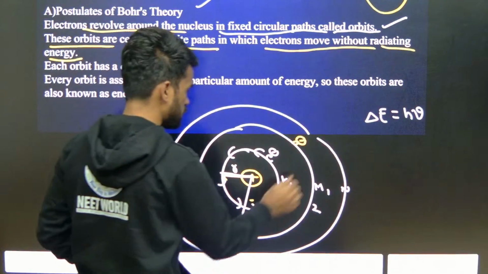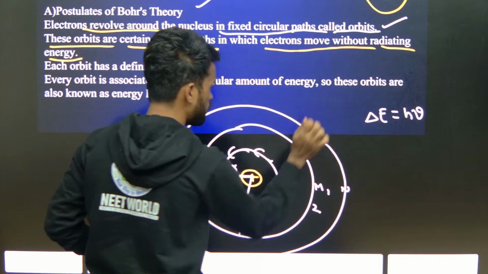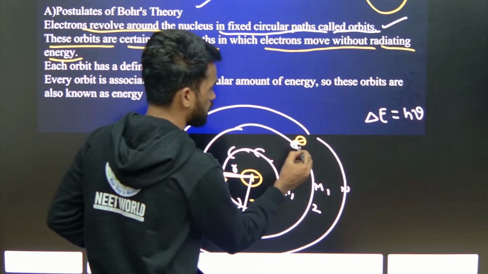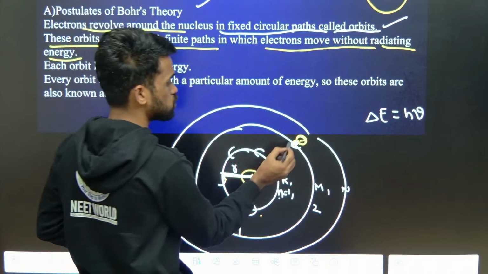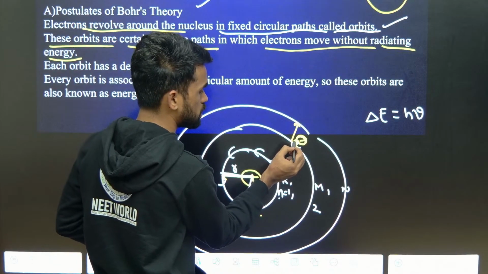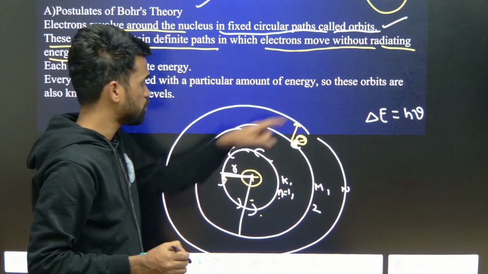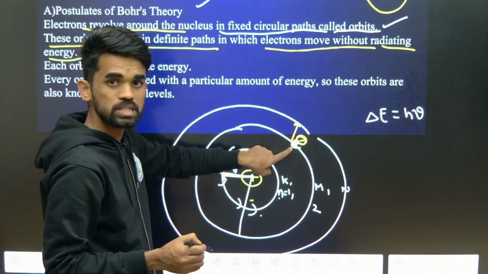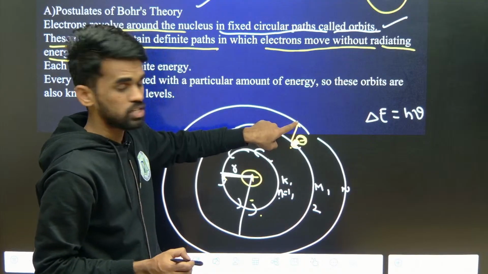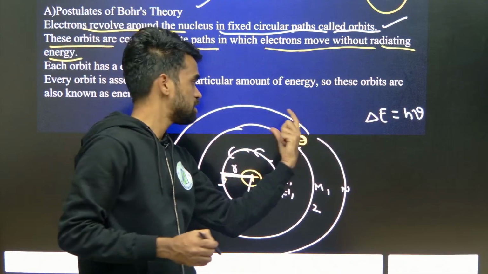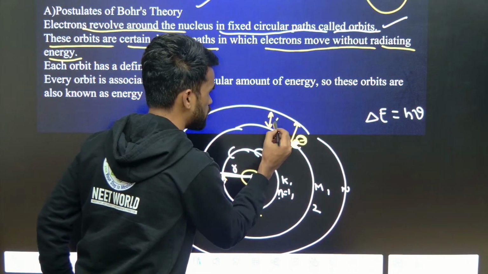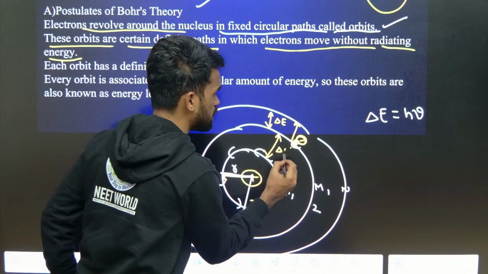And one more point he told: if the electron is absorbing energy, and that energy is suitable for moving from here to here, then the electron jumps from a lower energy state to a higher energy state. If a suitable amount of energy is supplied, it jumps from lower to higher energy. Then we get some energy difference, from here to here, like that.